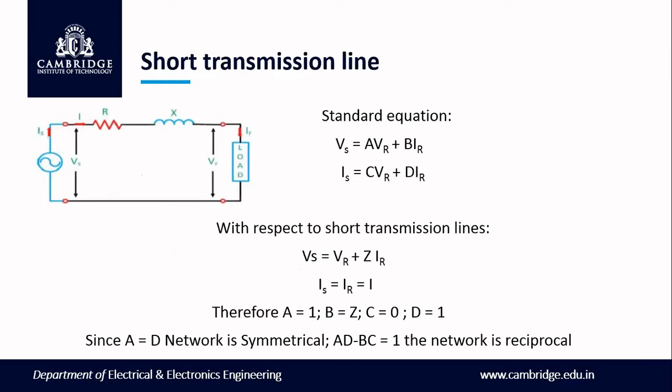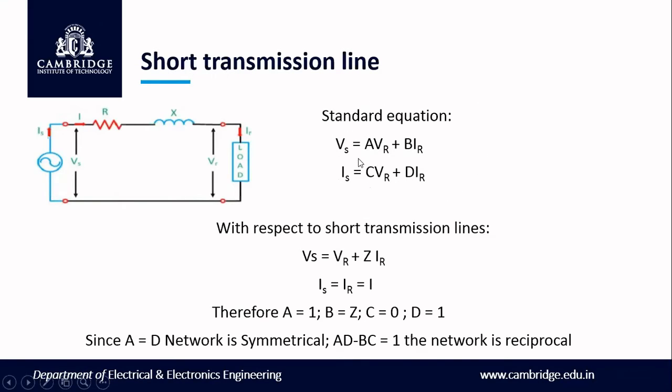So now we need to derive the expression for the ABCD parameters for a given short transmission line. So this is the circuit for a short transmission line. In this case, there is no capacitance effect. We know that IS is equal to IR is equal to I in the case of a short transmission line.